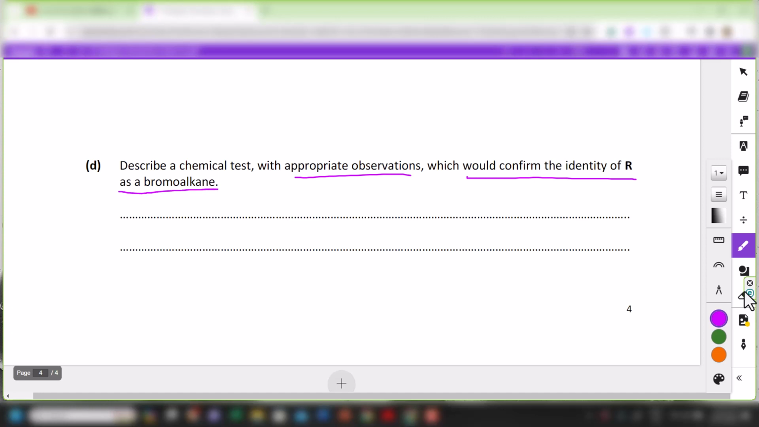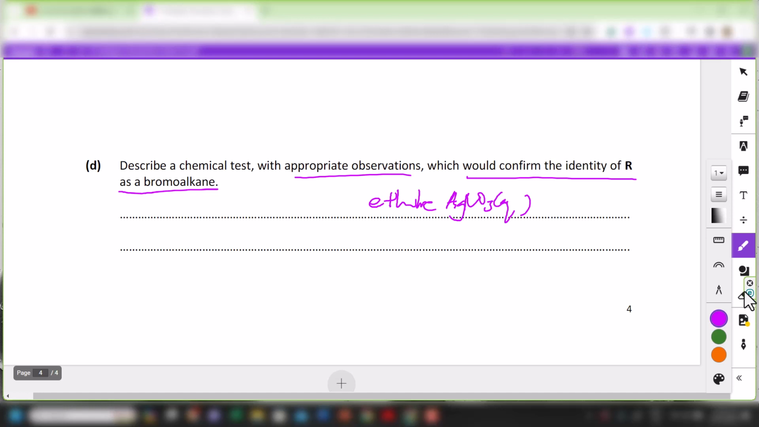There are a lot of ways you can do that. You can use ethanolic silver nitrate if you wish to. This will be the easiest, because once you put in ethanolic silver nitrate, a cream precipitate of silver bromide will precipitate out. That will allow you to confirm that R is a bromoalkene. If you want to further confirm, you can add excess concentrated ammonia, and then you would expect the cream precipitate to dissolve.